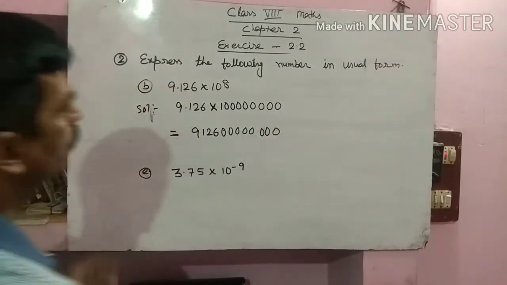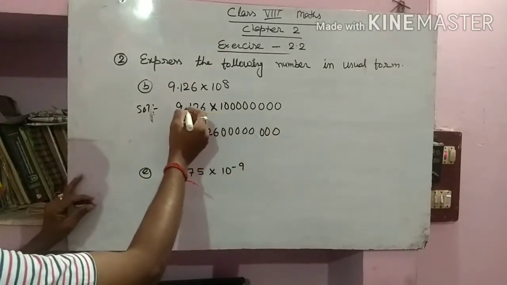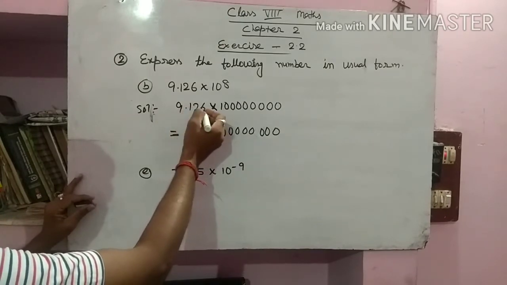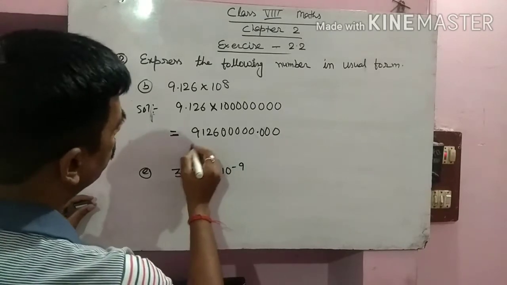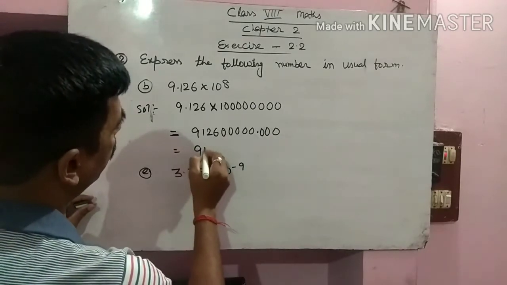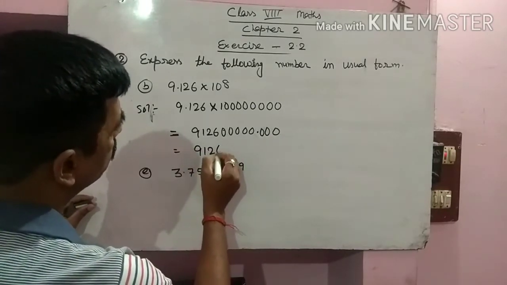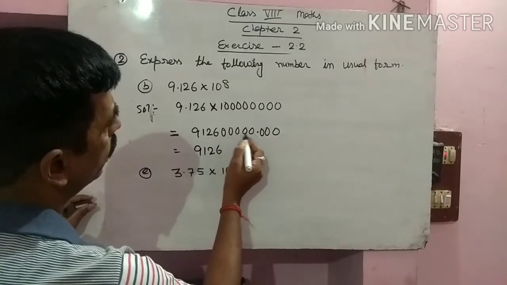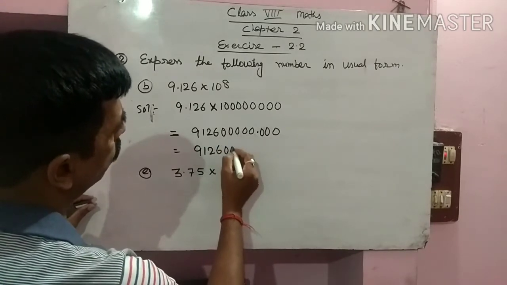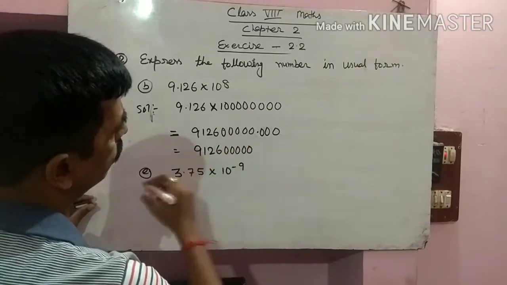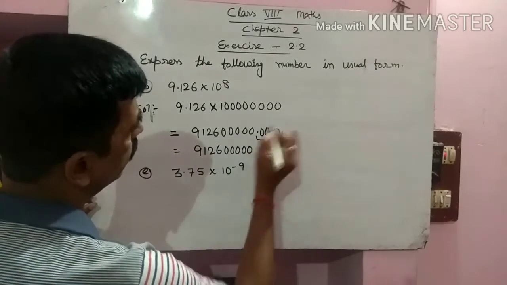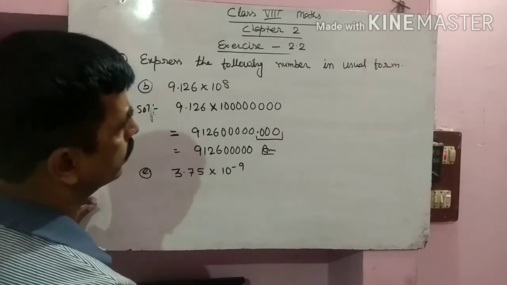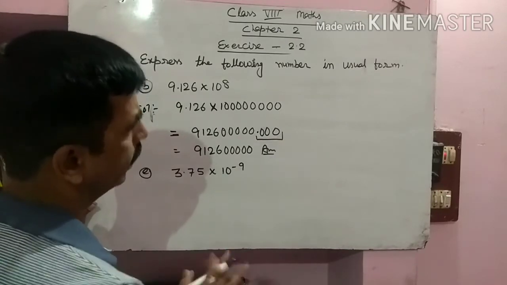So there are decimals after 3 digits from the right. Just count 3 digits from here, 1, 2, 3, and put a decimal mark. So the standard form of this number is 9126, then 1, 2, 3, 4, 5, 0. This is the standard form. After the decimal, if there are zeros, they are meaningless, so you can leave those.